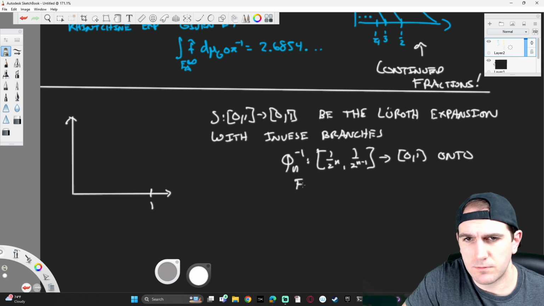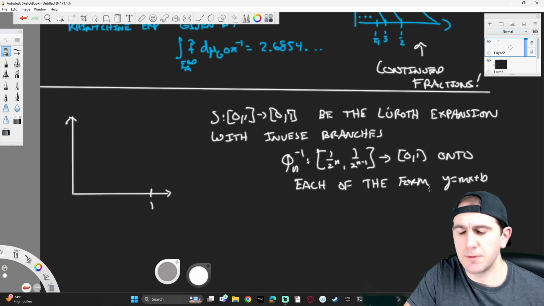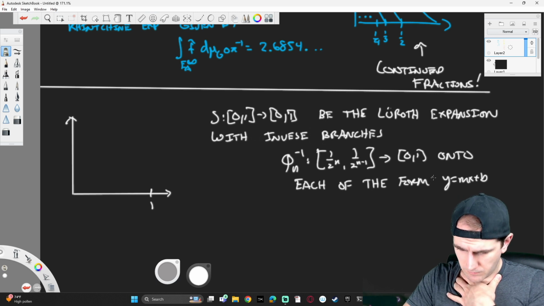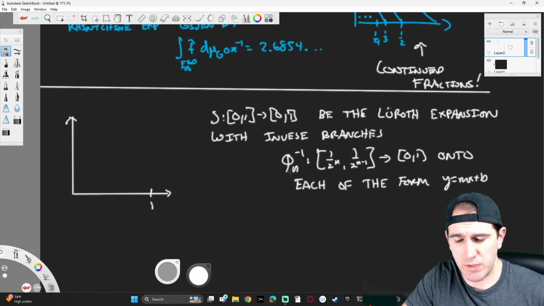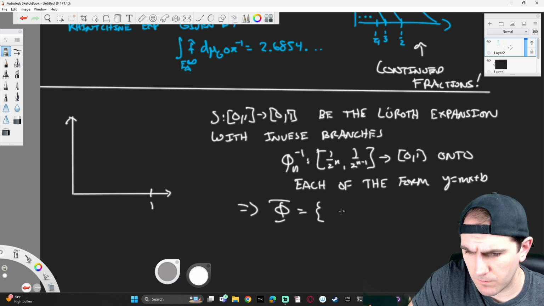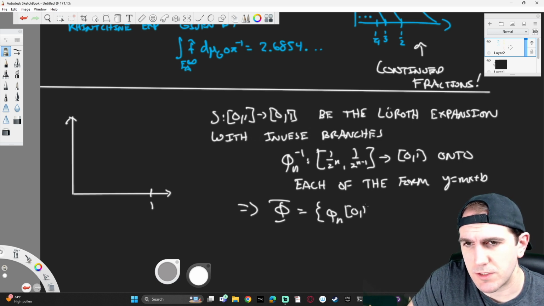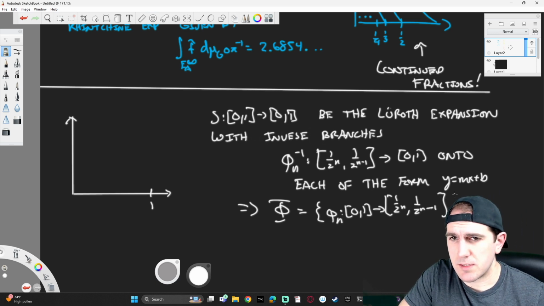and these are lines. So each of the form y equals mx plus b. So in particular, if we take this map with these inverse branches, we get a conformal graph-directed Markov system, where phi n goes from 0, 1 to 1 over 2 to the n to 1 over 2 to the n minus 1. And these maps are all still lines, and there are infinitely many of them.